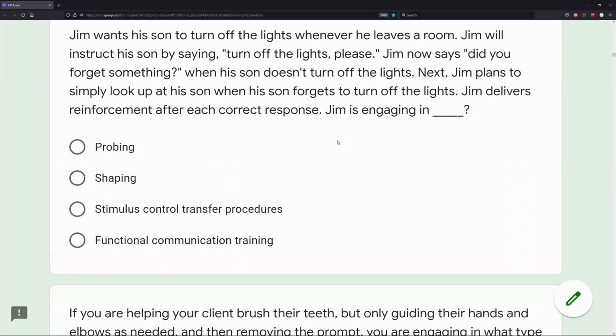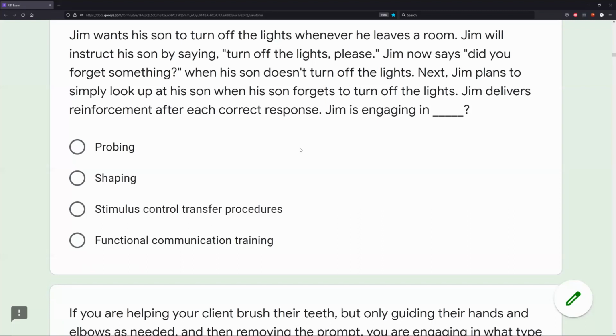So there's 2 or 3 possible answer choices that I'm thinking of here, okay? See if you can think of a few before we jump in, right? We want to attack our questions, especially when studying, okay? Try to predict the answer. What is Jim doing? Okay, he's giving this very strong verbal prompt, "Turn off the lights, please." He kind of fades it a little bit, still a verbal prompt, but not as explicit, so to "Did you forget something?" Then Jim simply gestures or gives a quick visual glance up at his son when he forgets to turn off the lights, okay?